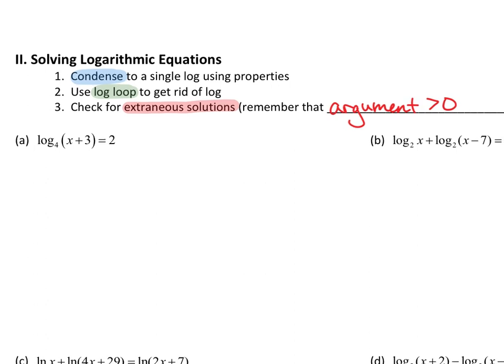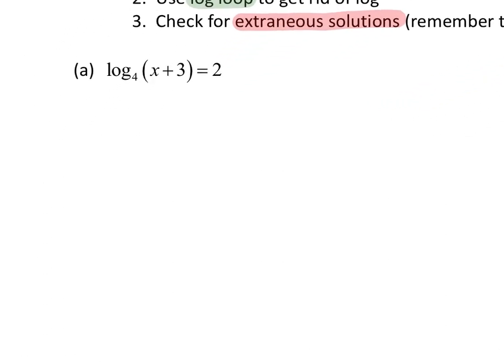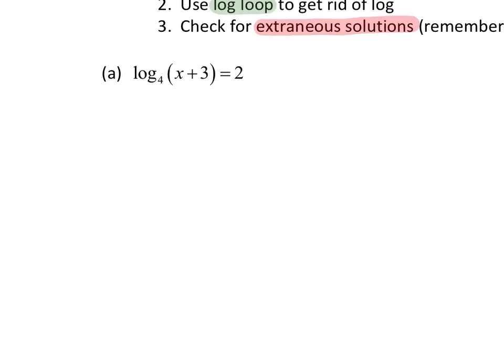Okay. Now, letter A here, super simple. It does not have anything I need to condense because I only see one logarithm. Log is only written once. So I go ahead and do the log loop, which means I keep the base the same, the base here is 4, and I'm going to loop the other two things. Log loop. Fabulous. This is going to be 4 to the second power equal to x plus 3. That's the log loop that we worked out with properties.